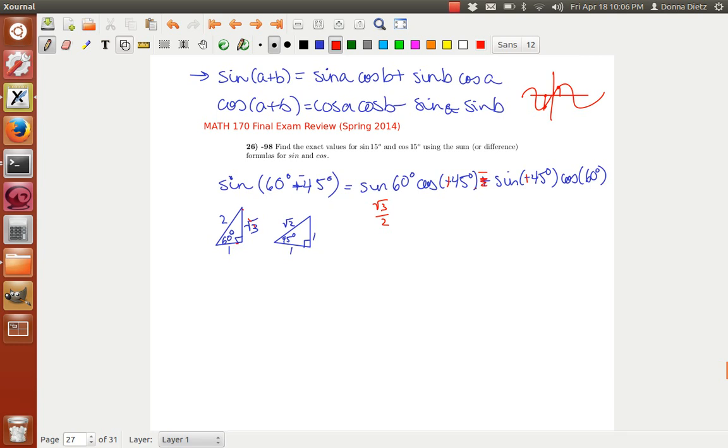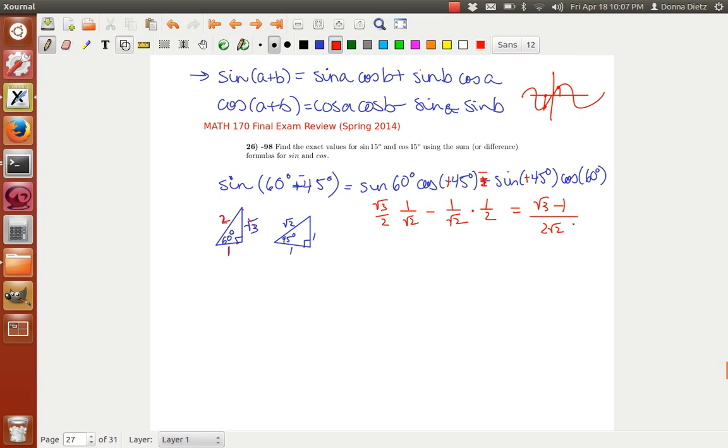There we go. Alright, so what's the cosine of 45 degrees? 1 over root 2. Sine of 45 is the same. Cosine of 60, x over r. Great. So we have root 3 minus 1 over 2 root 2. And please do not try to rationalize it.